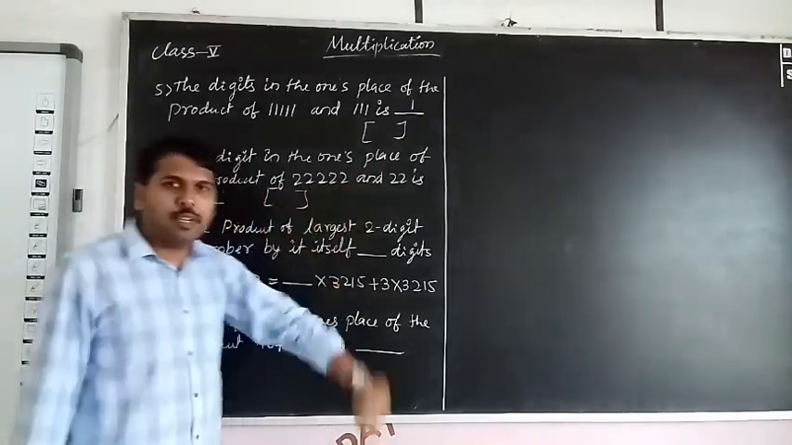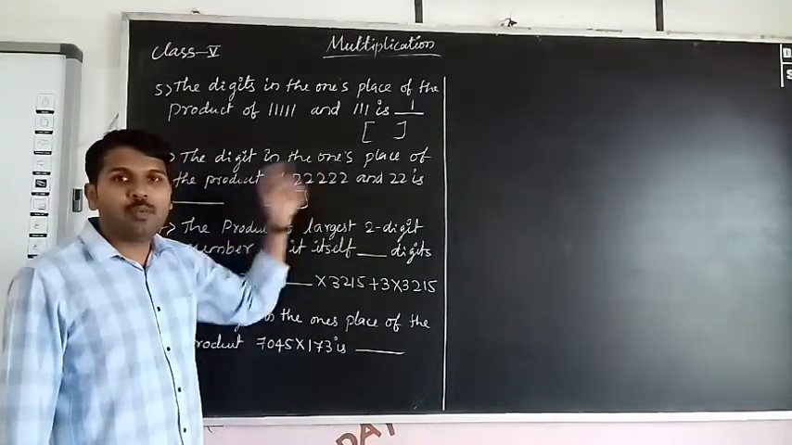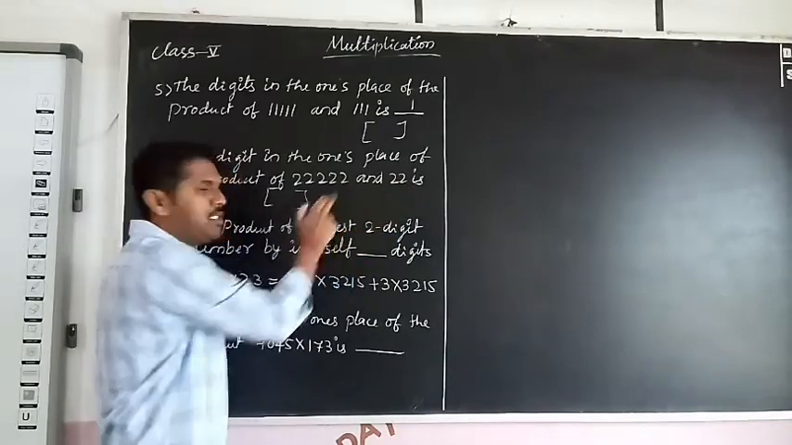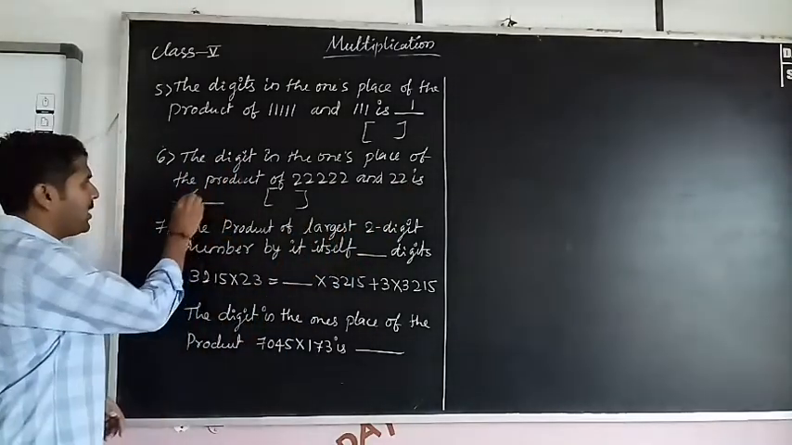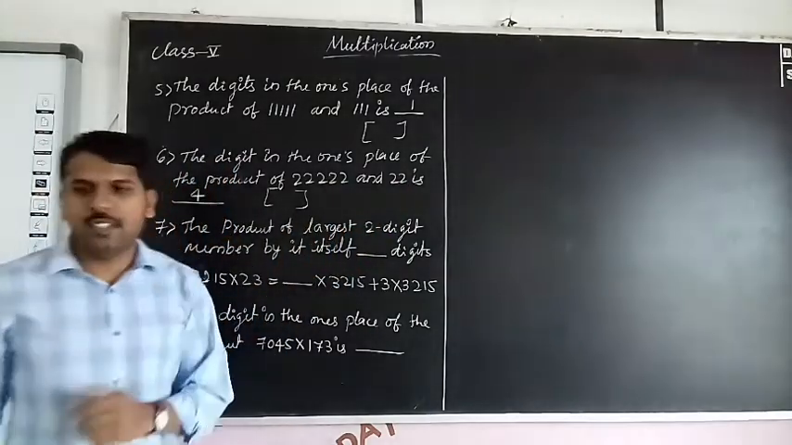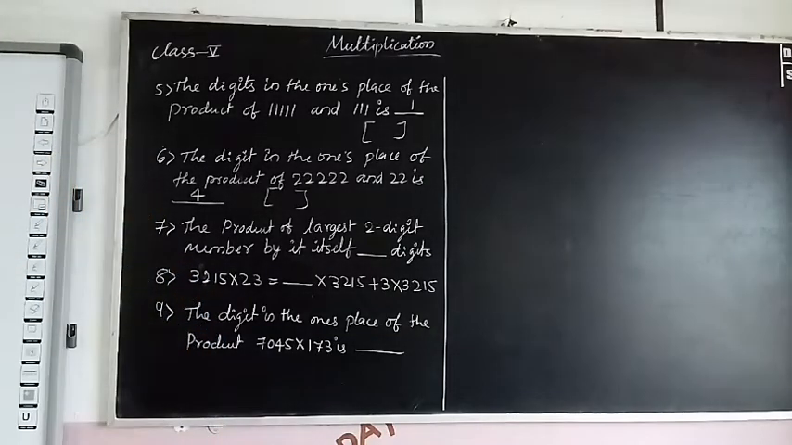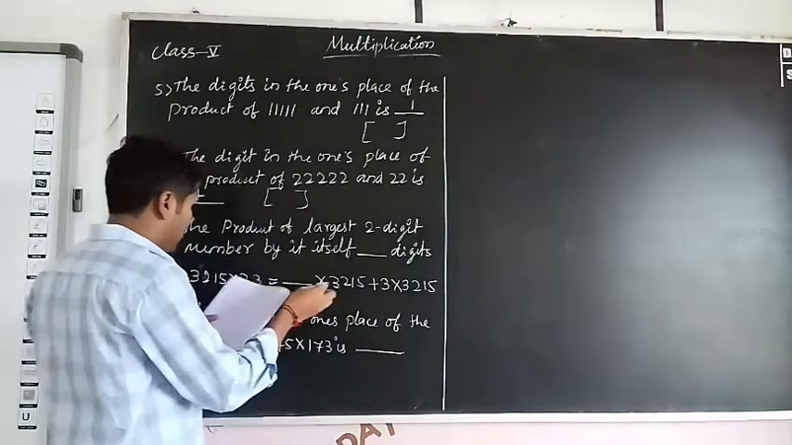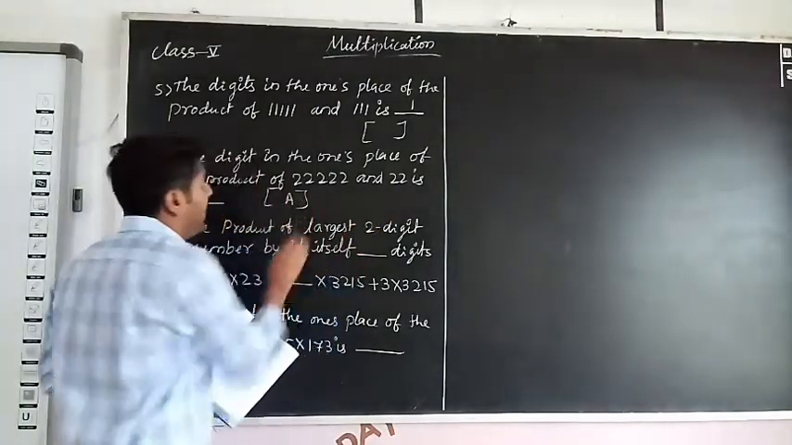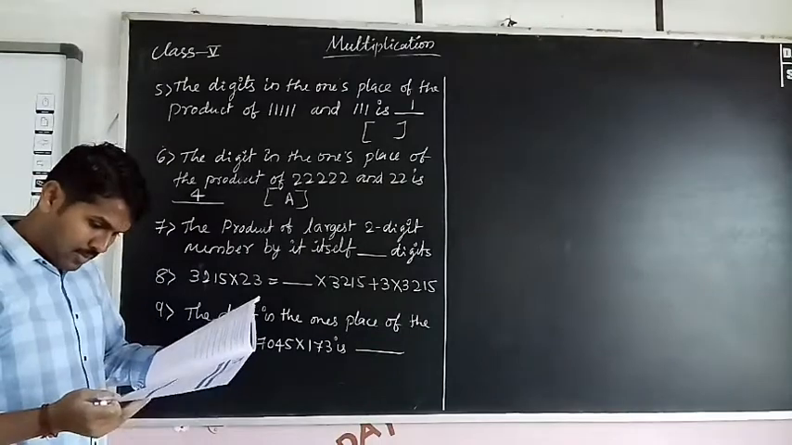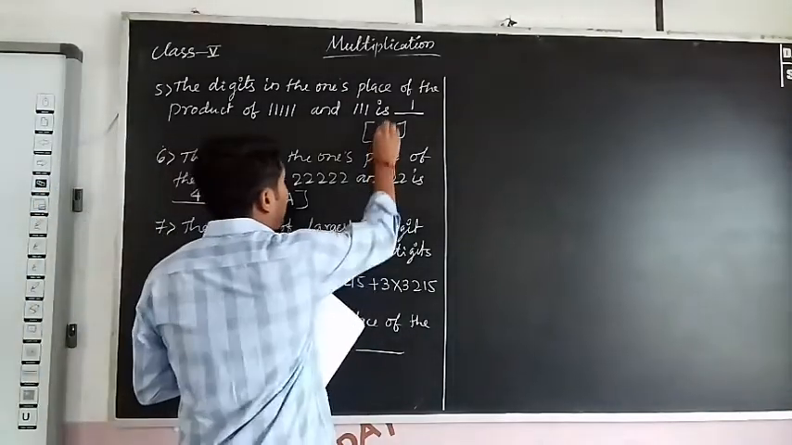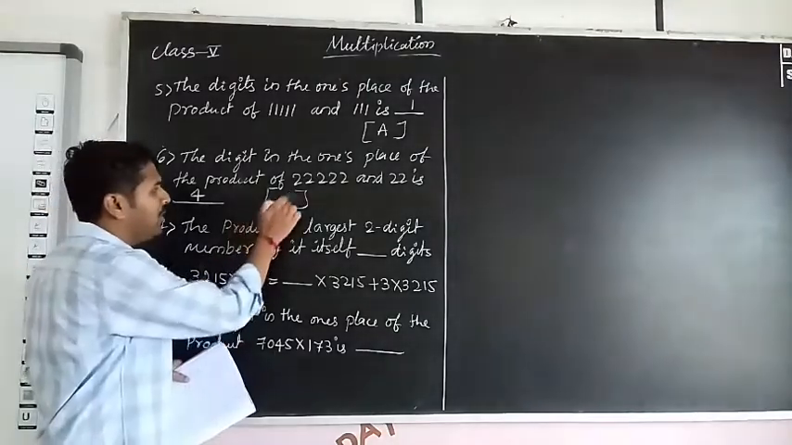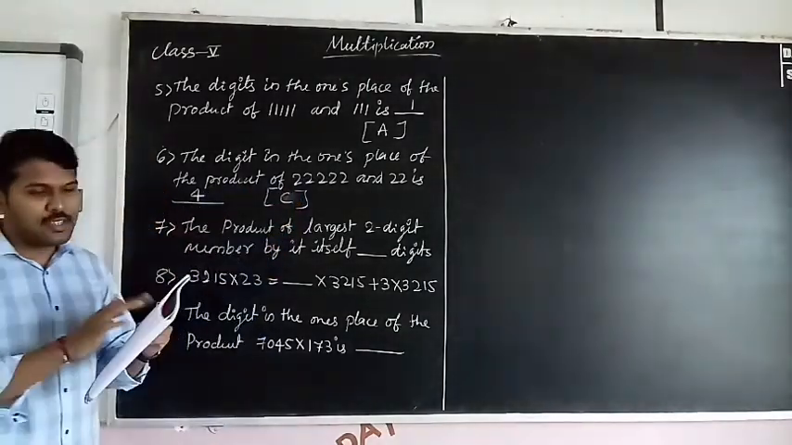Next, the sixth one: the digit in the ones place of the product of this number and this number. So they ask again for the ones place. Ones place means just multiply the ones place by the ones place. 2 2s are how much? 2 2s are 4. So the answer is 4. So options are. So sixth one, option A, and fifth one, option A. Sorry, sixth one, option C. The answer is 4, option C.